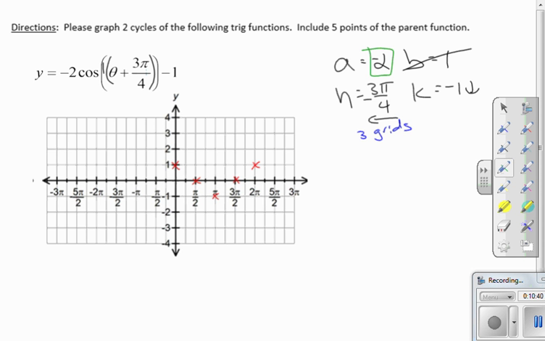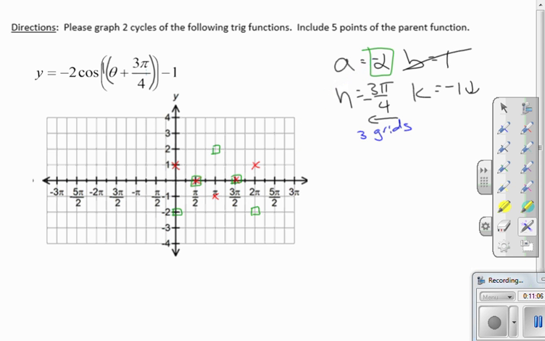So -2 times 1 is -2. -2 times 0 is 0. -2 times -1 is 2. -2 times 0 is 0. -2 times 1 is -2. Okay? So if I stopped there, you would get sort of a wave like that, which you can see has been flipped upside down from the original parent function. That makes sense because of the negative value of a.